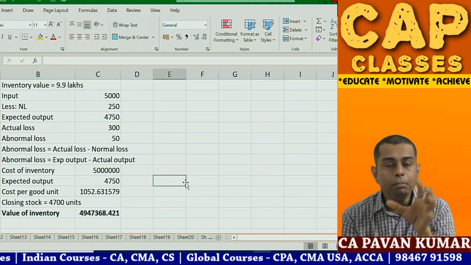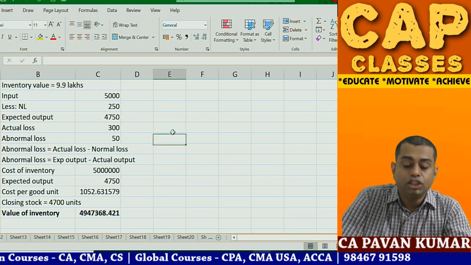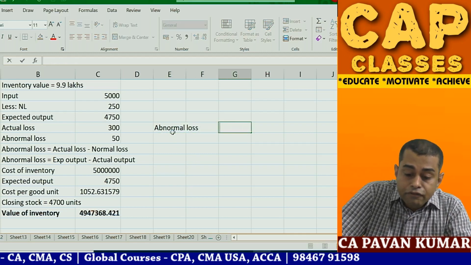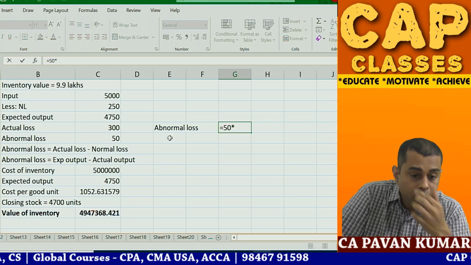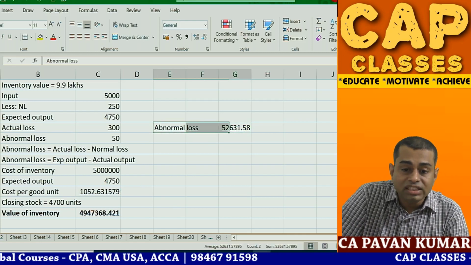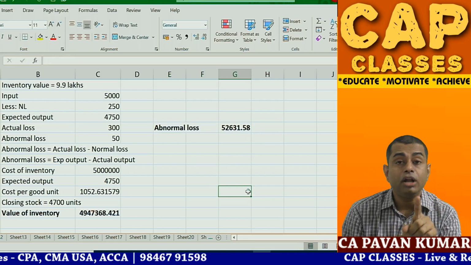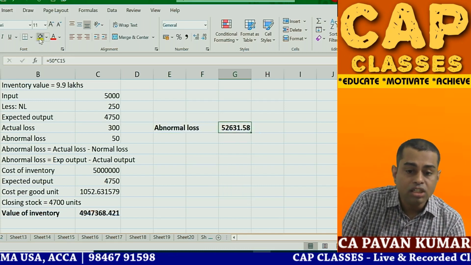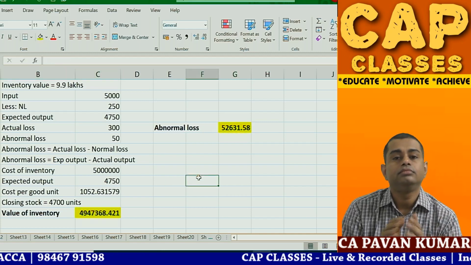Simple. Normal loss can be included in value of inventory. Abnormal loss should be charged to P&L. So abnormal loss is equal to how much? 50 units you lost. 50 into what is the cost per unit? 1052. So this abnormal loss should be charged to P&L. That's all. If you add this abnormal loss and value of inventory, you will get your cost of purchases.